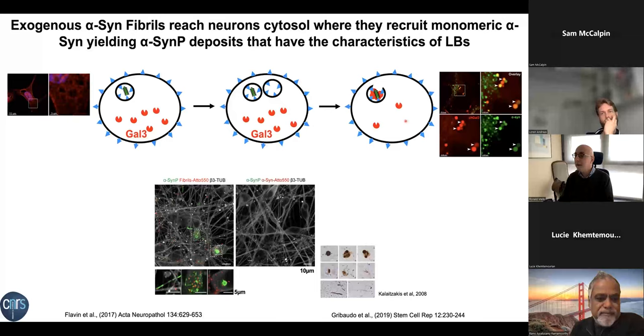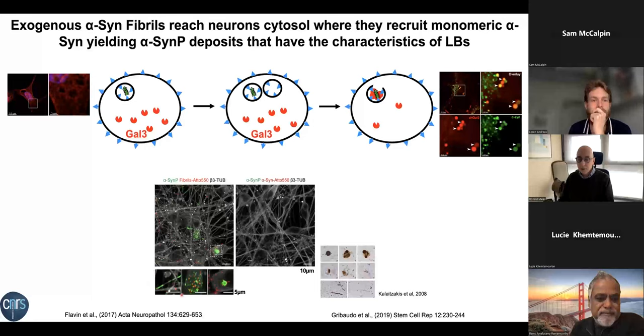It's essentially because galectin 3 binds sugars that are exposed at the surface of the cells and also in the lumen of endosomes. And the only way for galectin 3 to cluster in a place is to have a membrane that is exposed to the cytosol. When they reach the cytosol, these aggregates, this time labeled in red, recruit the endogenous alpha-synuclein, which we can distinguish from the exogenous fibrils because the endogenous protein becomes phosphorylated after aggregation. So when they reach the cytosol, they induce the formation of Lewy body-like and Lewy neurite-like structures.